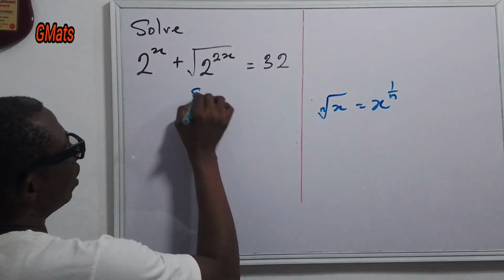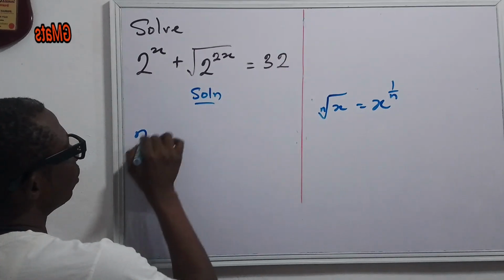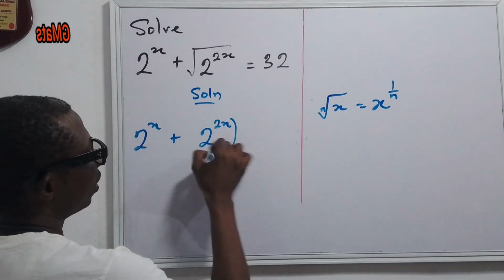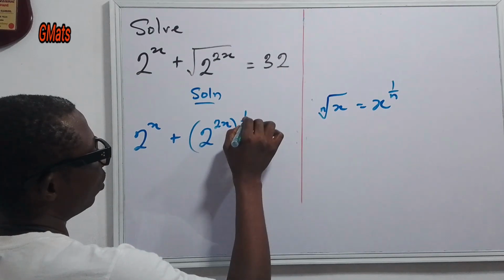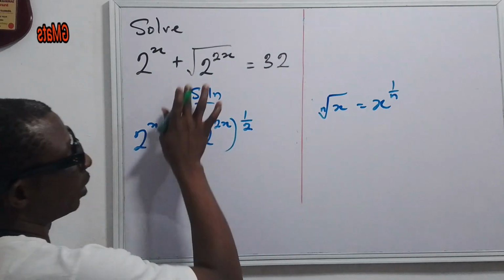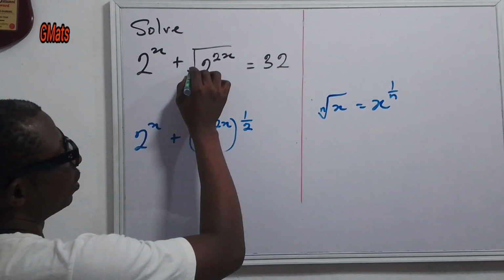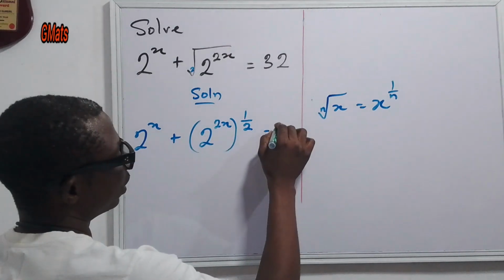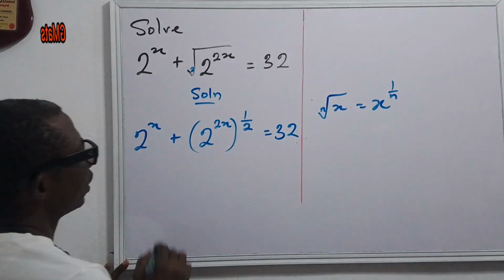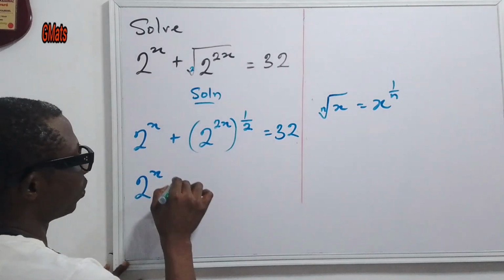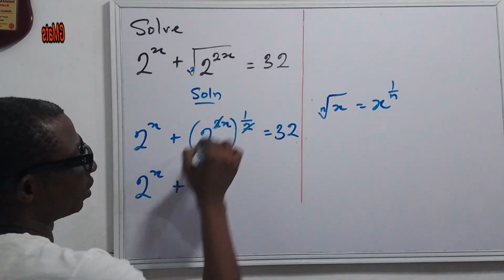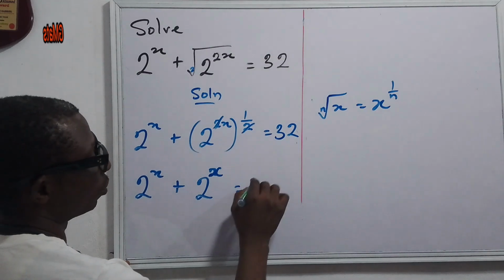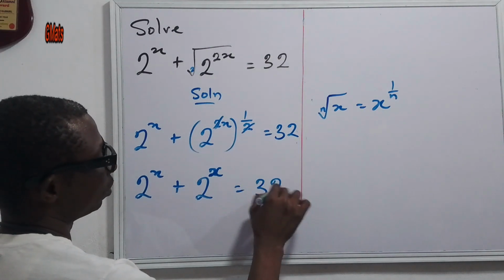So we have 2 raised to the power of x plus 2 raised to the power of 2x, raised to the power of 1 over 2. Okay, for square root, we have 2 here and even 2, equals 32. Now we have 2 raised to the power of x plus, now this we cancel this. So we have 2 raised to the power of x, equals 32.